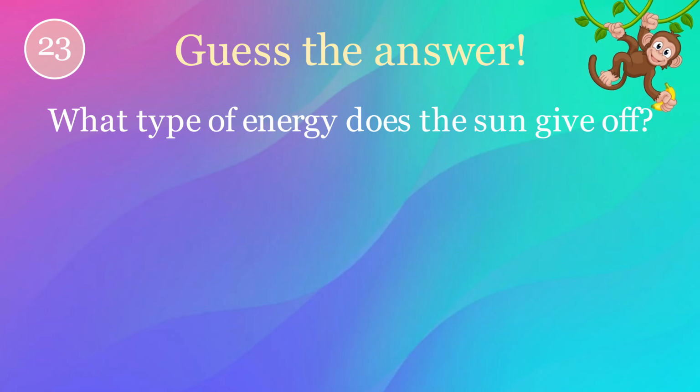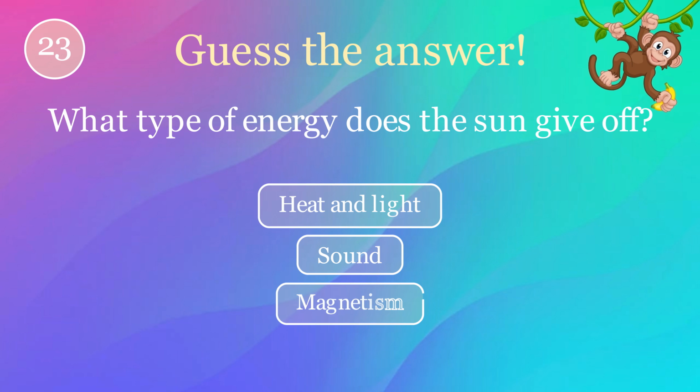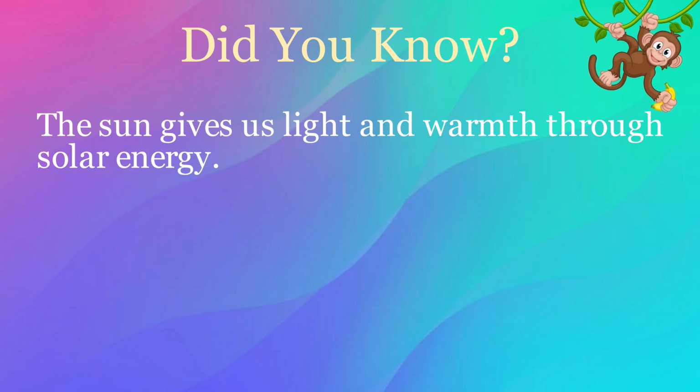What type of energy does the sun give off? Heat and light. Sound. Magnetism. The correct answer is heat and light. Here's an interesting fact: the sun gives us light and warmth through solar energy.